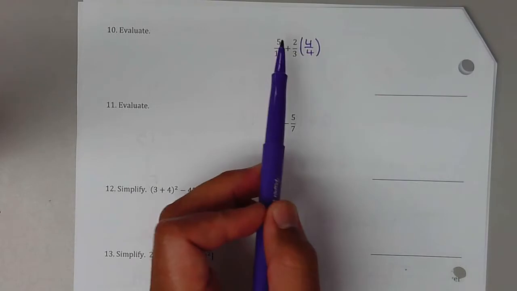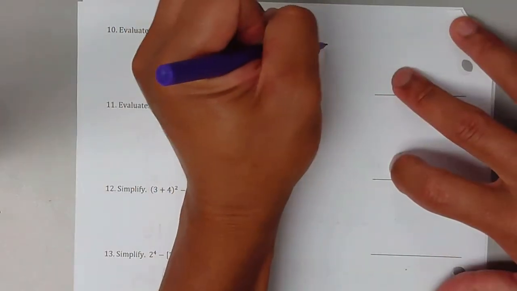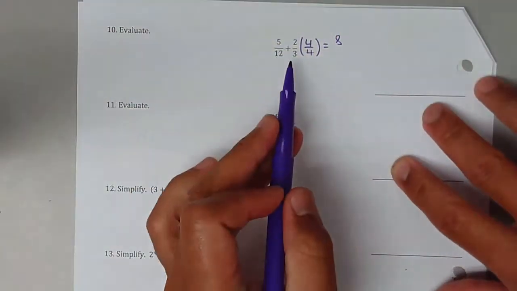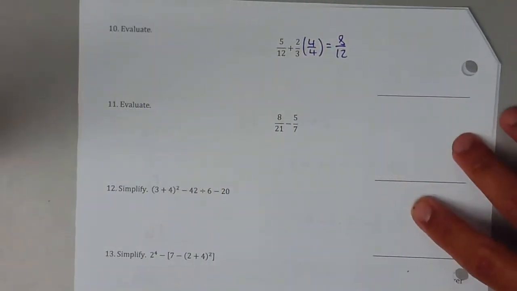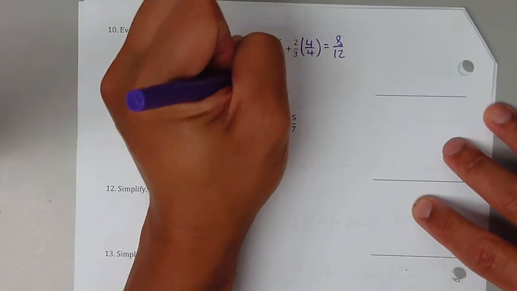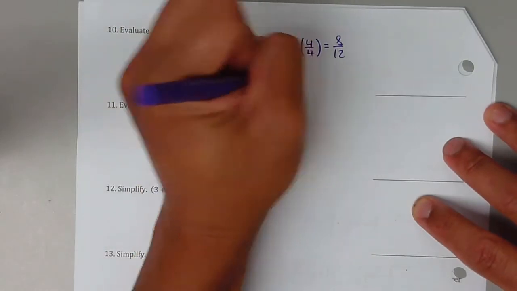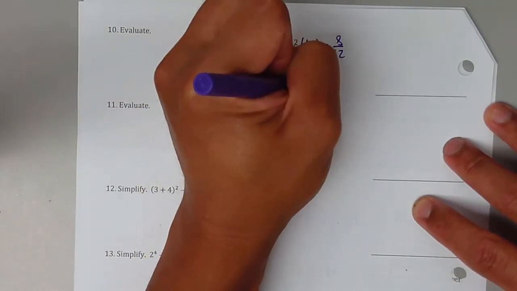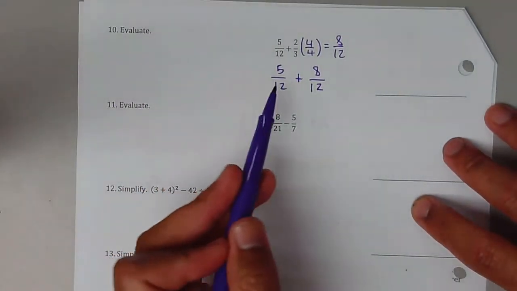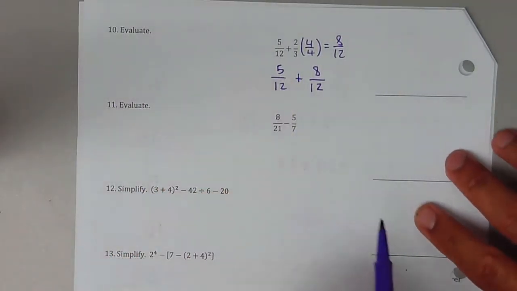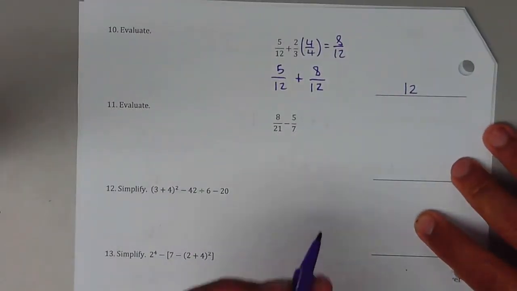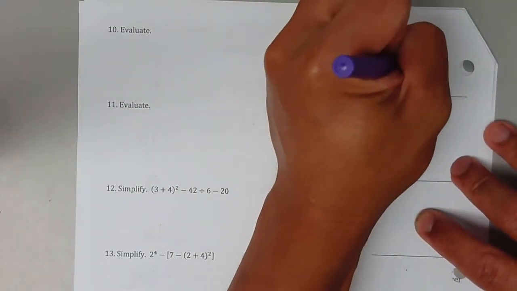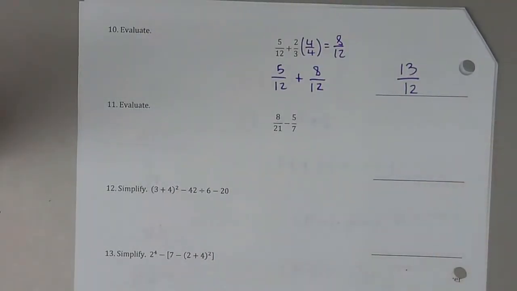So if we multiply 2 by 4, that gives us 8. If we multiply 3 by 4, we get 12. So now we have a new equation. We have 5 over 12 plus 8 over 12. Right, same denominator. Now we can add those fractions up. 5 plus 8 gives us 13 over 12. Final answer.